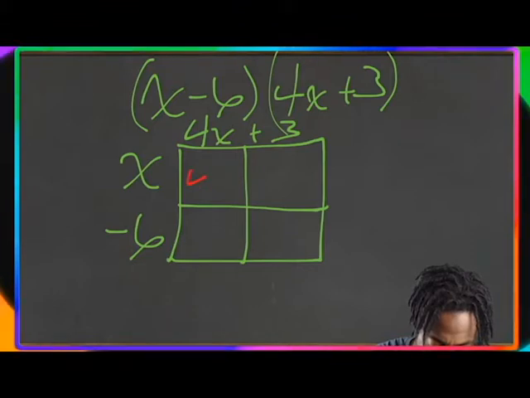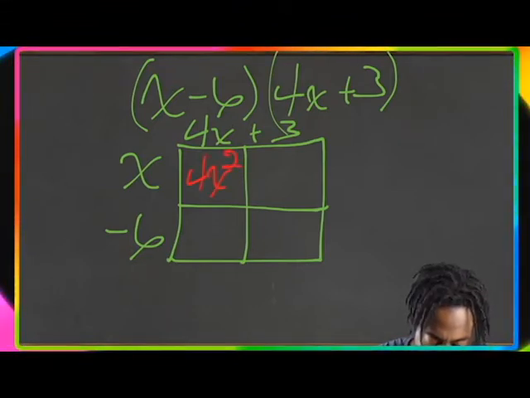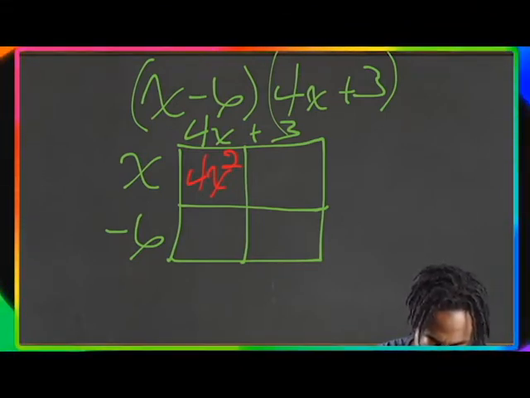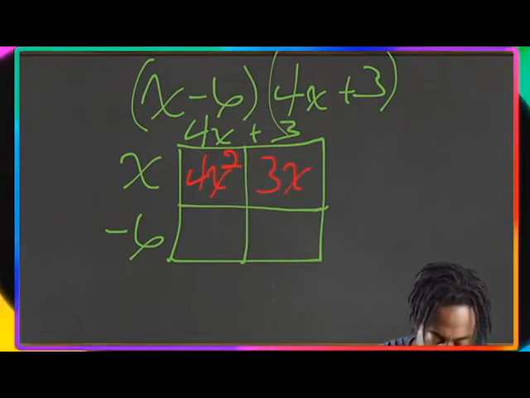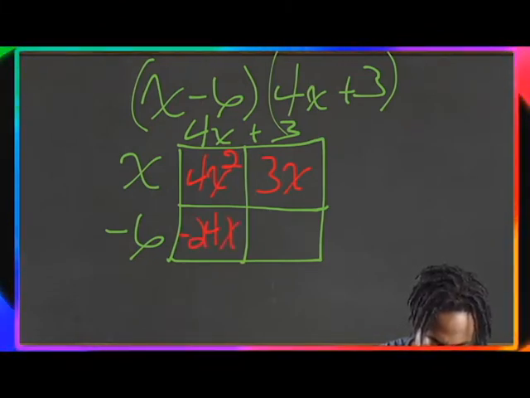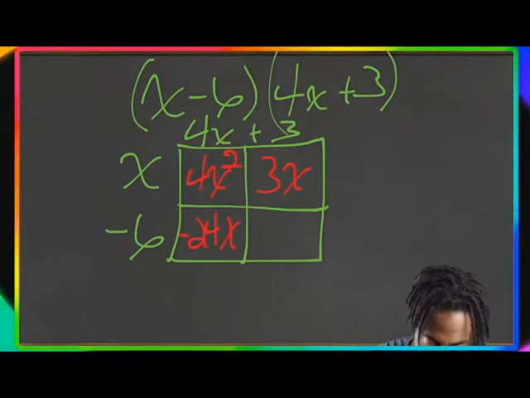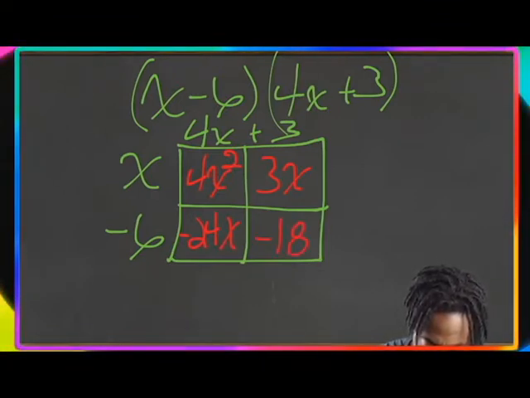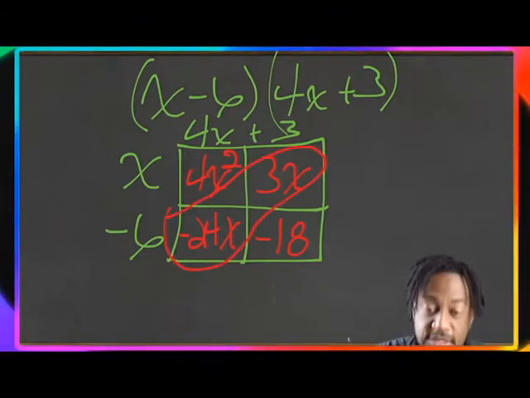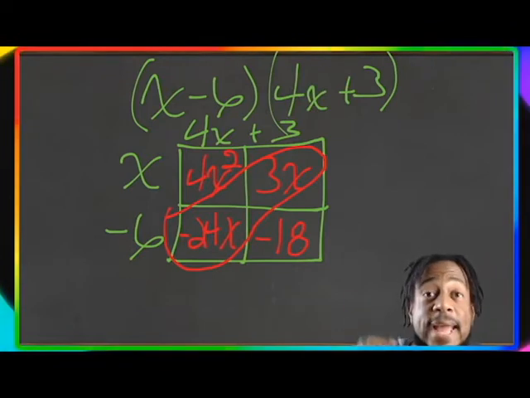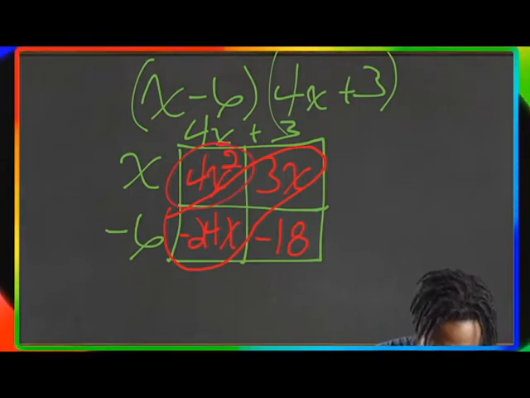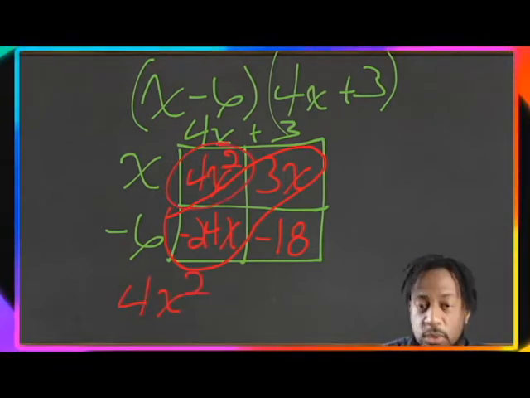So 4x times x is 4x squared. x times 3 is 3x. Negative 6 times 4x is a negative 24x. Bring down my x. Negative 6 times 3 is a negative 18. And in the middle, we have what? Our like terms. You can't miss the like terms. So the first thing we're going to write is 4x squared. There are no like terms there.